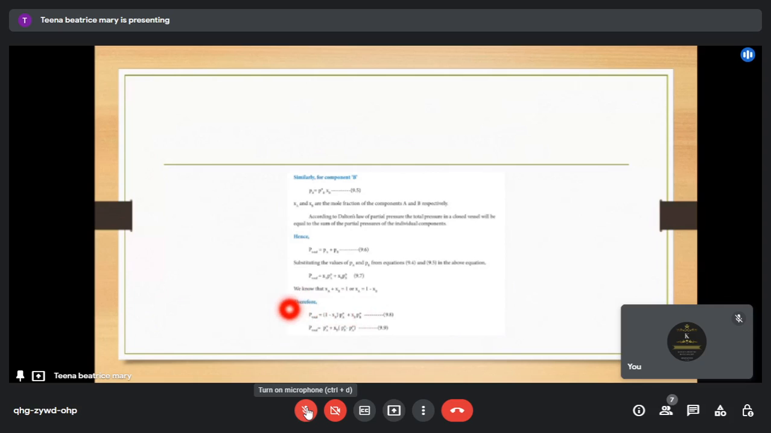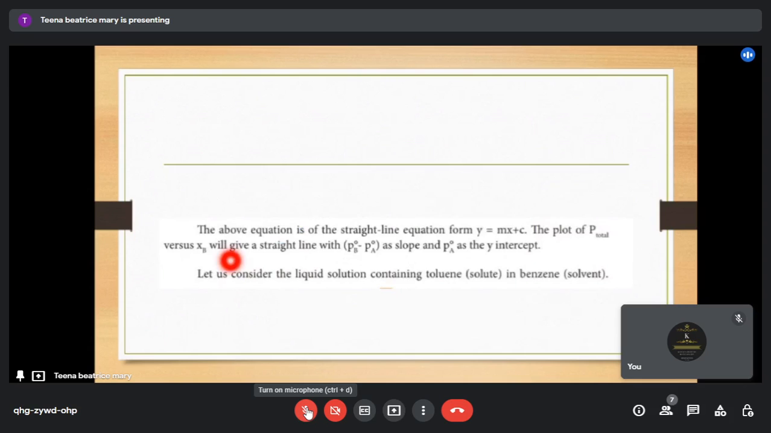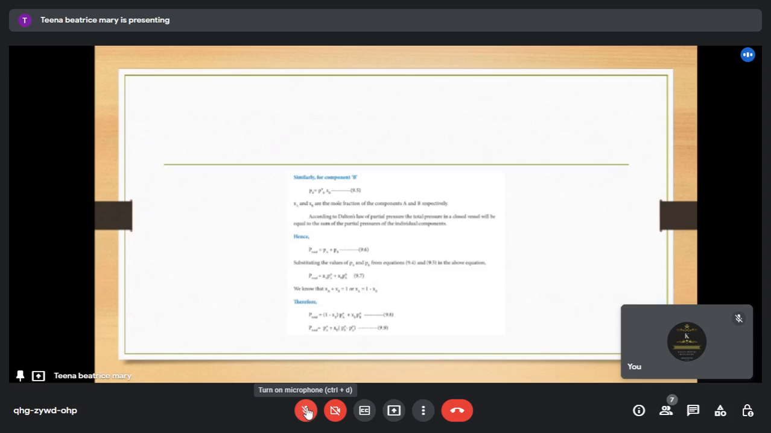So P total is equal to P naught A plus XB (P naught B minus P naught A). Based on this equation, we are going to plot a graph. Now we are going to look at a graphical representation, meaning they have conducted an experiment.